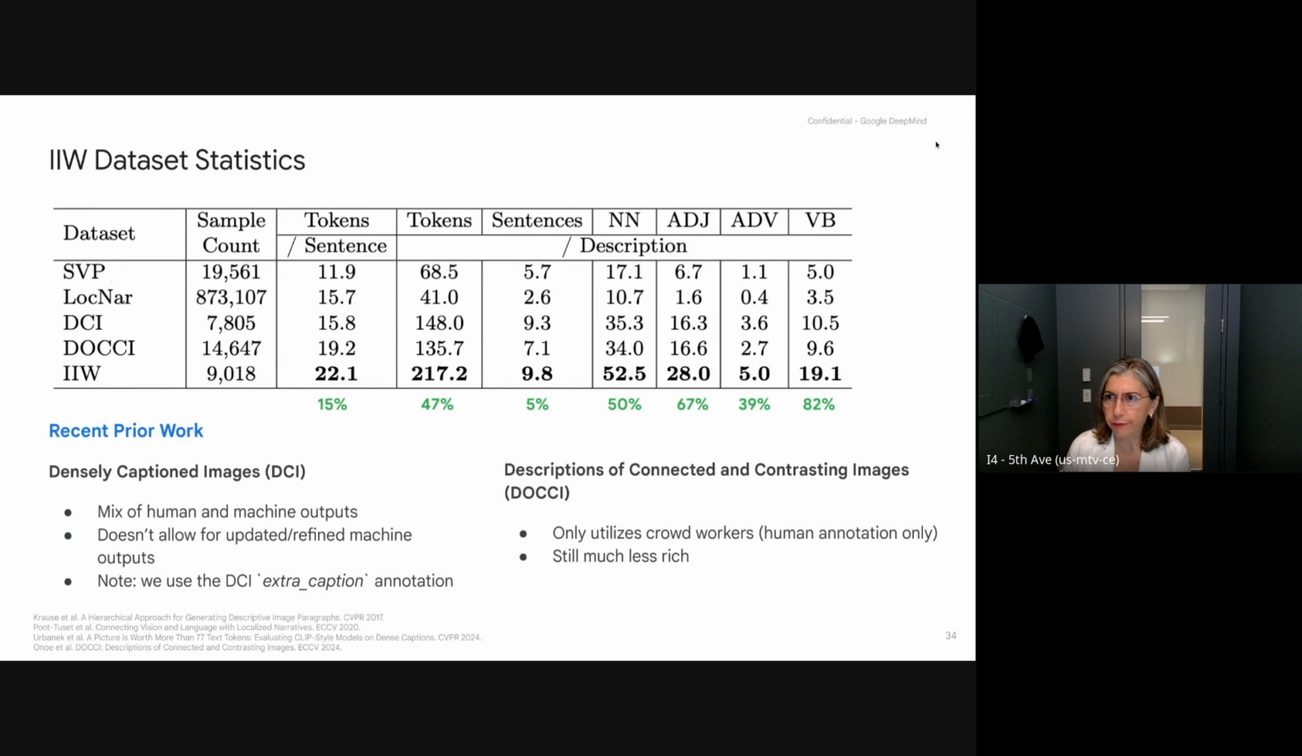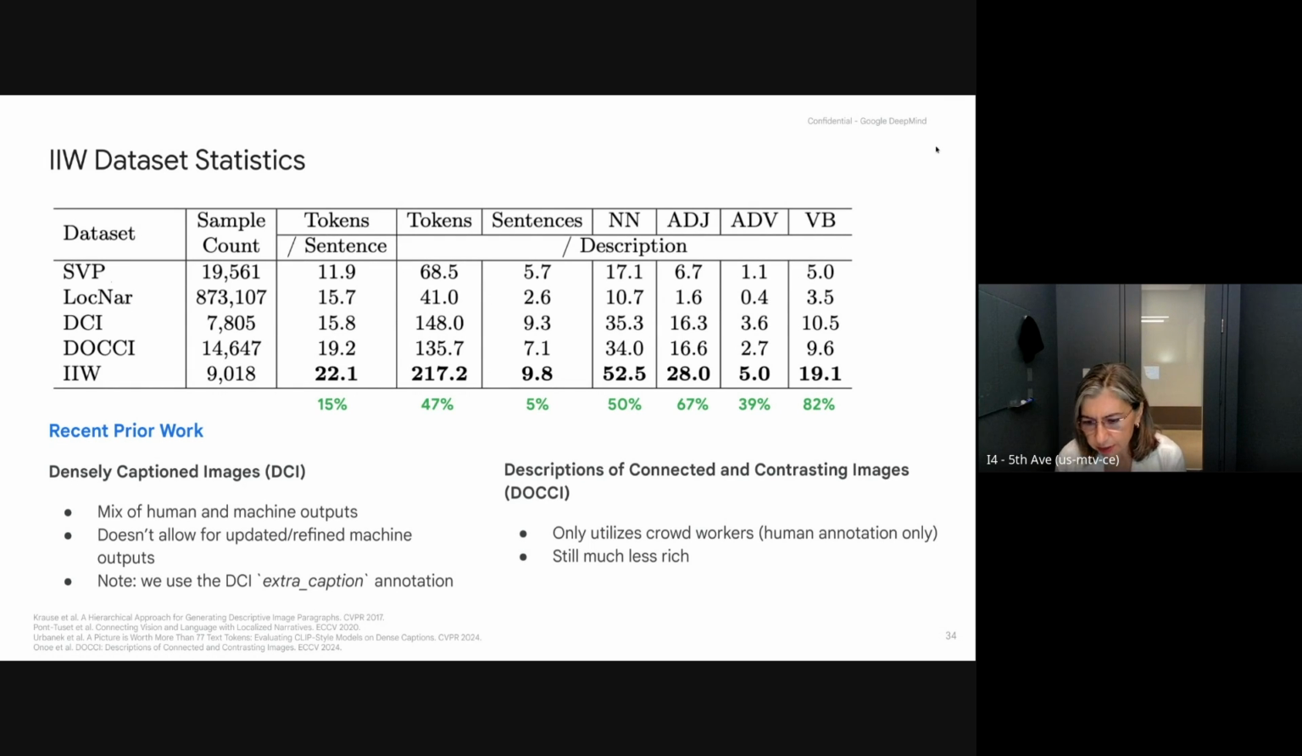Now that we have seen the framework for our annotations, let's see a little bit of statistics about the dataset that we achieved at the end of this using this framework. So we are comparing our ImageInWords dataset with the prior datasets. In our experiments, we are specifically using DCI, densely captioned images, and DOCCI, descriptions of connected and contrasted images. DCI is a mix of human and machine outputs. Unfortunately, it doesn't allow updated machine outputs. DOCCI, on the other hand, utilizes only human annotations, so we don't have any machine outputs in that, but still it is much less rich than the ImageInWords dataset.